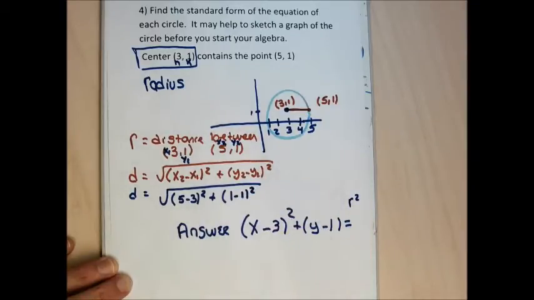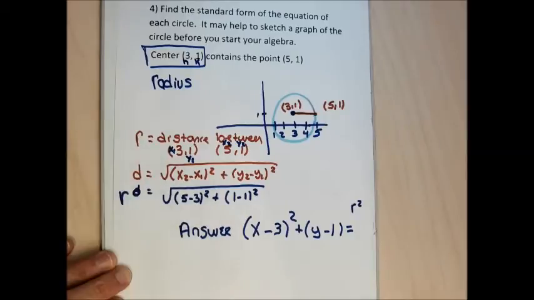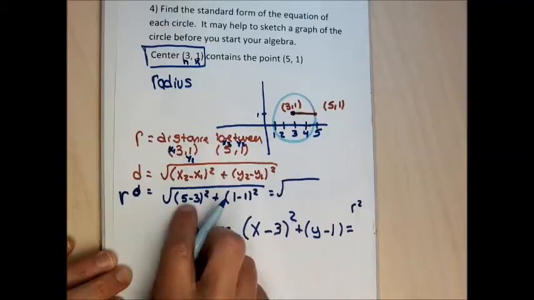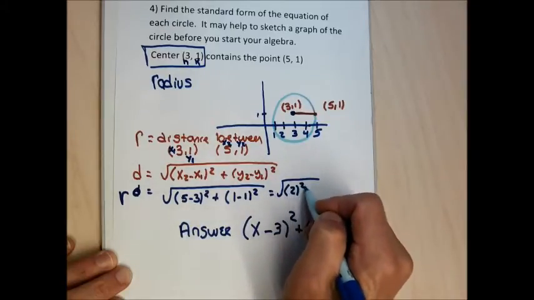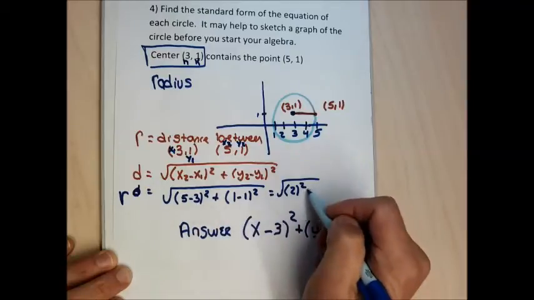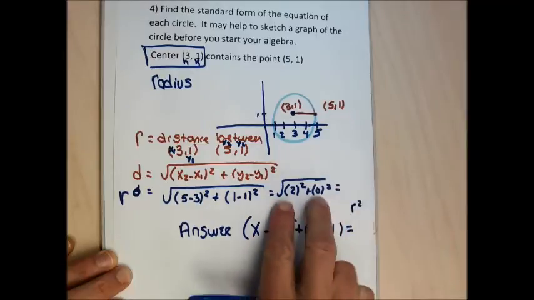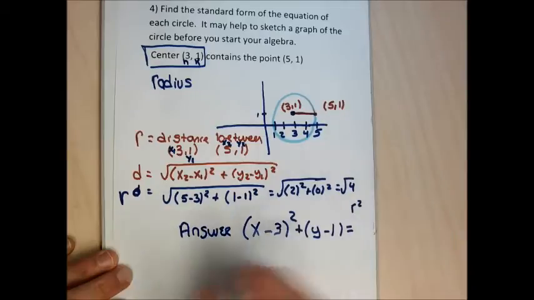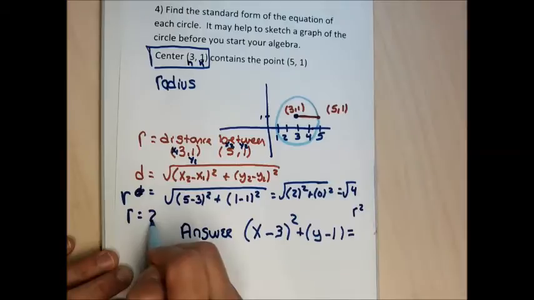This is going to be the radius, so actually probably instead of saying distance in this problem, because the radius is the distance, I can say radius here. Now let me try to clean this up. Inside this parentheses, this is 5 minus 3 squared, which is 2 squared, and that's plus 1 minus 1 squared, which is plus 0 squared. This is going to be the square root of 4 plus 0, which is the square root of 4. And so the radius comes out to be the square root of 4, which is 2.